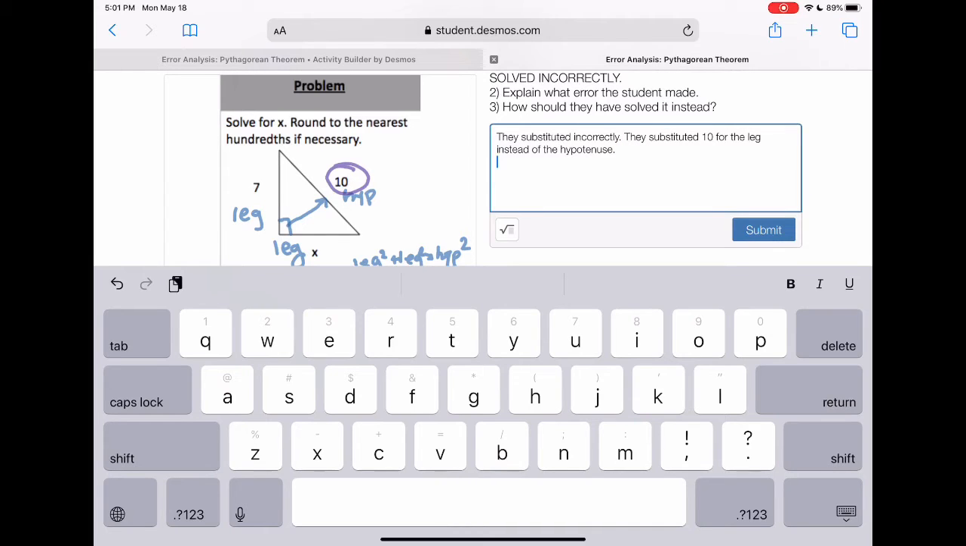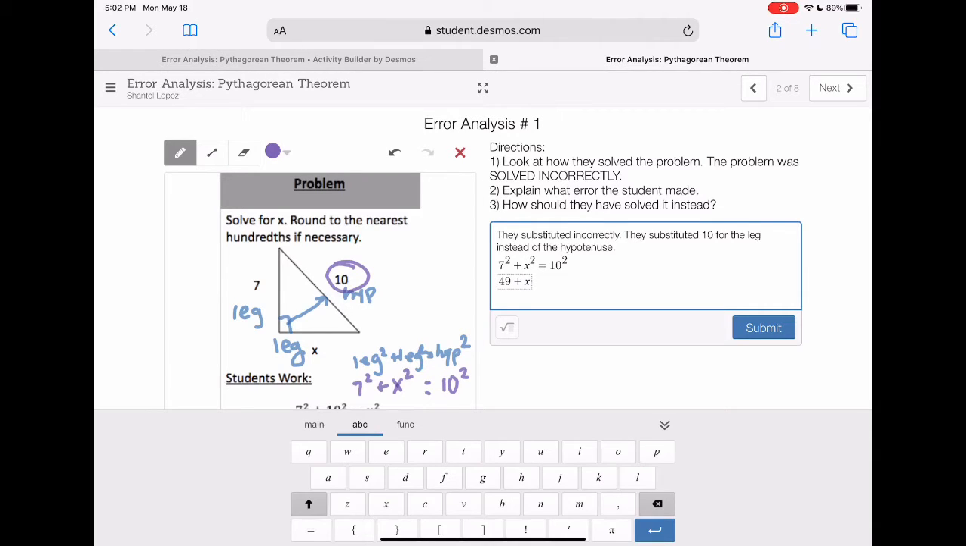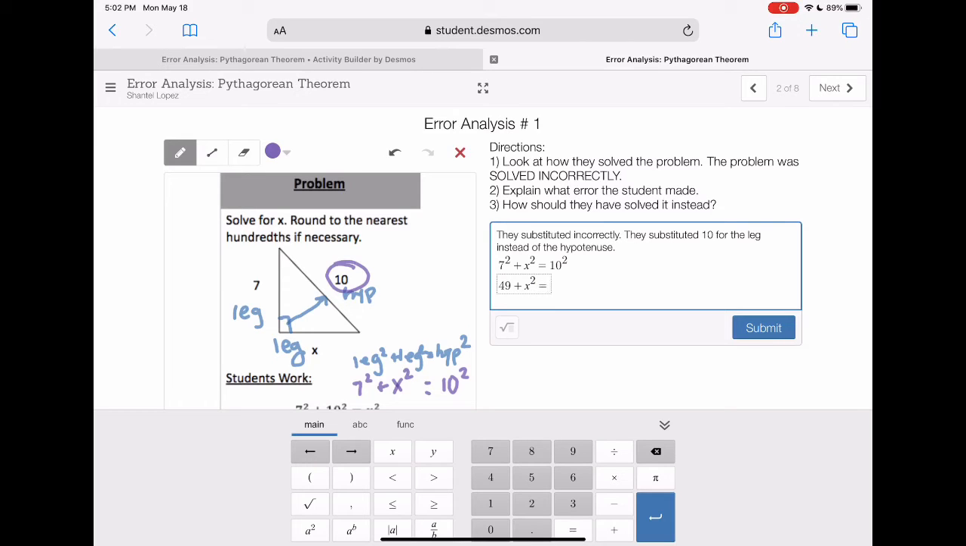Well, let's say I want to insert an equation. So I'm going to click this button right here that has the square root symbol, and that allows me to write an equation. I'm going to write, they should have solved it like this. So I'm going to write out all the steps. 7 squared plus x squared equals 10 squared. And then I'm going to insert another equation to show my steps. So 7 times 7 is 49 plus x squared equals 100.